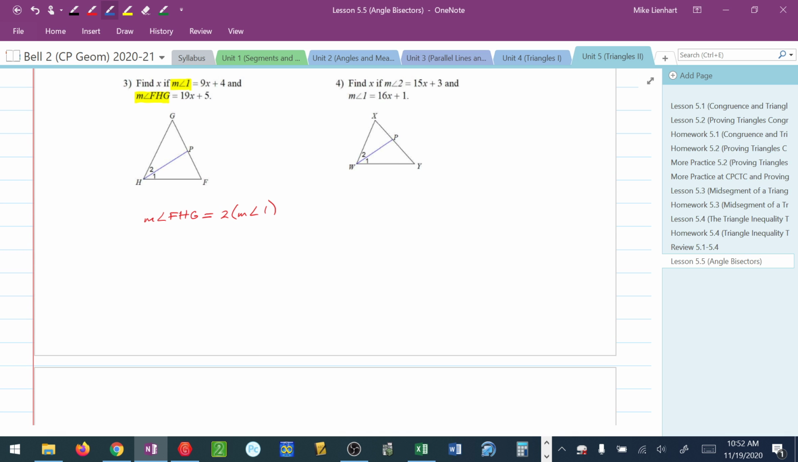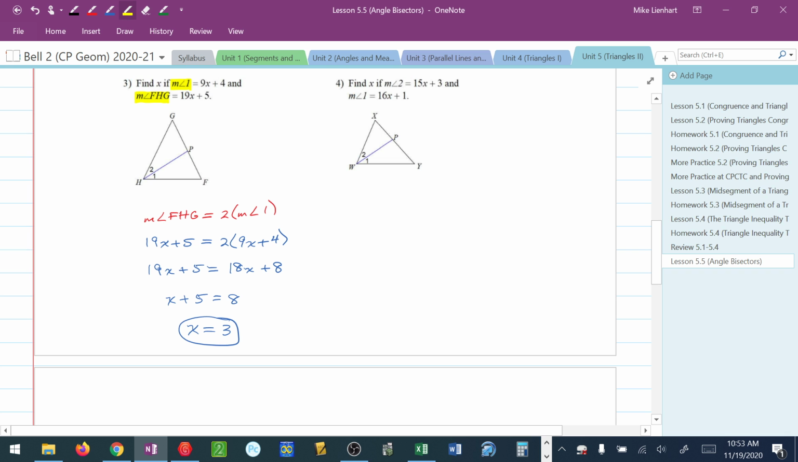I'm going to take the information that they give me and substitute the expressions in. The measure of angle FHG was 19x plus 5. And then we have 2 times the measure of angle 1, which was 9x plus 4. I've created, using geometry, an equation to solve. I'm going to distribute, so I have 19x plus 5 is equal to 18x plus 8. I'm going to subtract the 18x, so x plus 5 is equal to 8. Subtract 5, I get x is equal to 3. Again, this is the equation from the geometry.